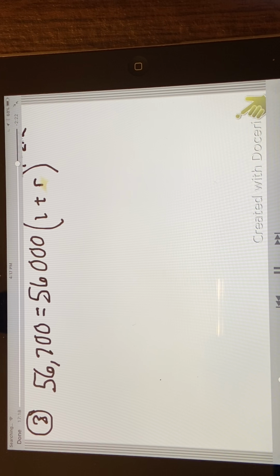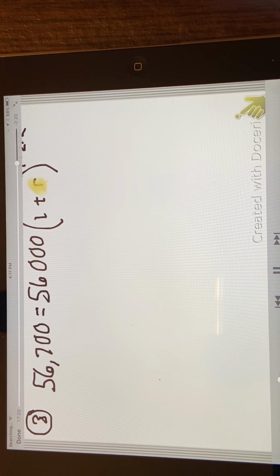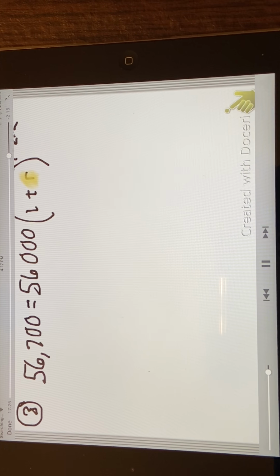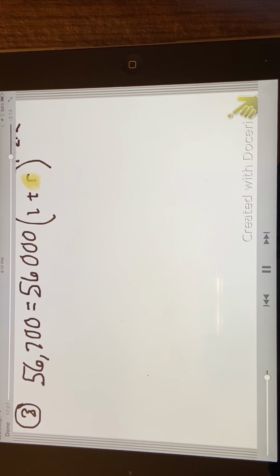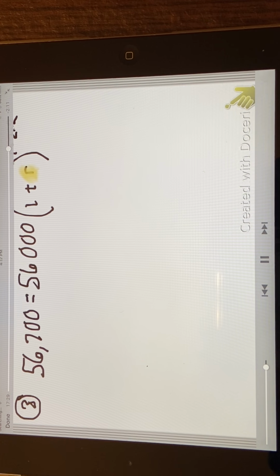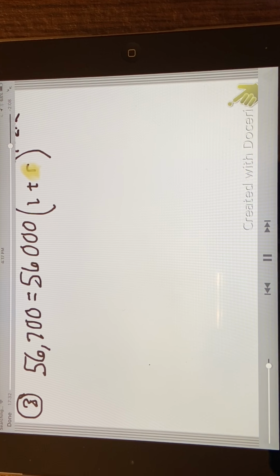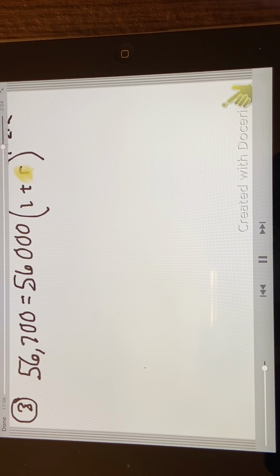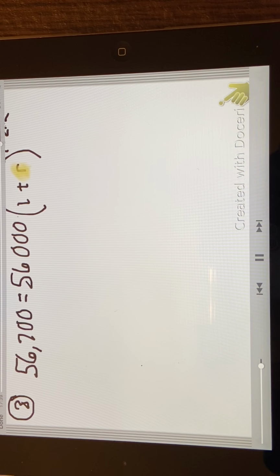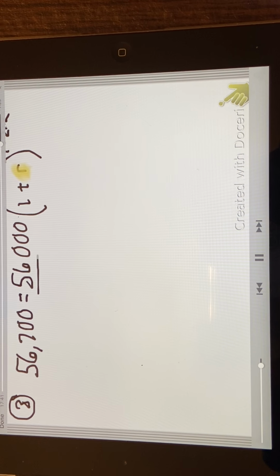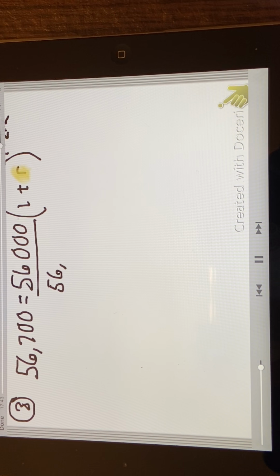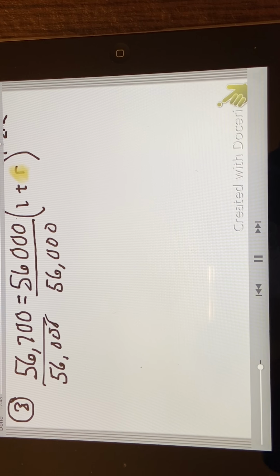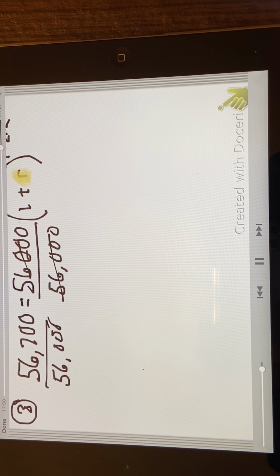So I'm looking for R. This is a weirder question. Okay, so I just got to isolate it. So it's kind of like having to do that inverse problem. Remember how we worked that in the last unit? You're going to undo what you have. And so basically, this is what you got. I'm multiplying. So I would love to get this parenthesis by itself. So I'm going to divide by $56,000. That way that'll cancel.